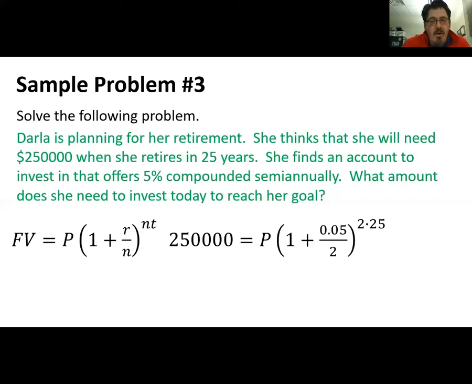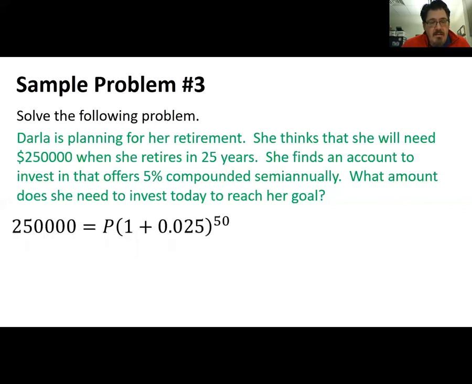All right, now we just need to do some simplifying and solving. So with that, let's take care of the simplification. The first thing that I did here is, number 1, we simplified the fraction. So the 0.05 divided by 2 got us the 0.025 in the parentheses. And then 25 times 2 is 50. That's the number of times the interest is going to be compounded over the life of the investment.